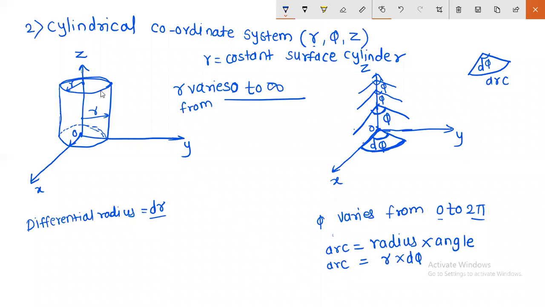So all of you understood this point, the second coordinate phi? This arc will be required for finding differential areas and differential lengths. The two new points we have seen are the radius of the cylinder, which varies from 0 to infinity, and the angle phi, which varies from 0 to 2 pi. This angle is along the z-axis and it starts from the x-axis.